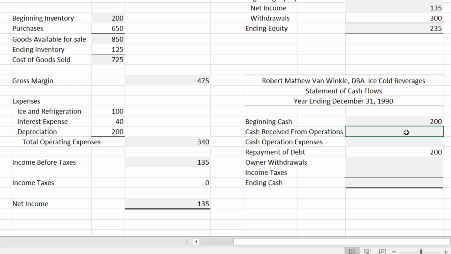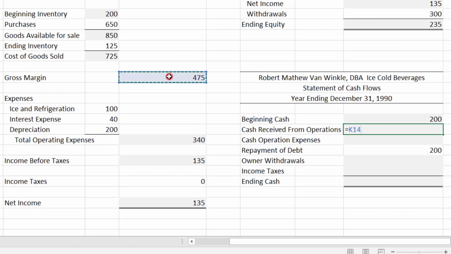But the point is that something goes here and you have to calculate it from somewhere else inside your accounting system on some other financial statement. Just to make things simple for us, we're going to use the gross margin. If you think about it, that is the cash you received from operations. That's the money that you got from selling your stuff.